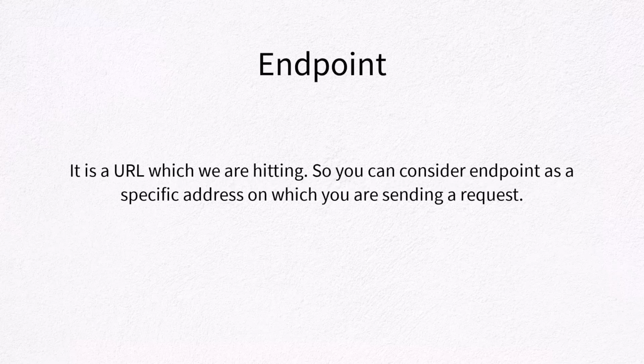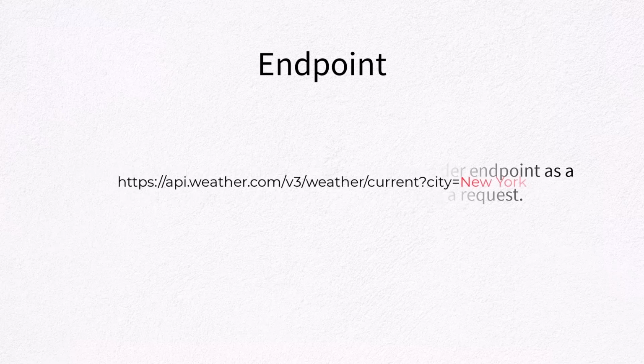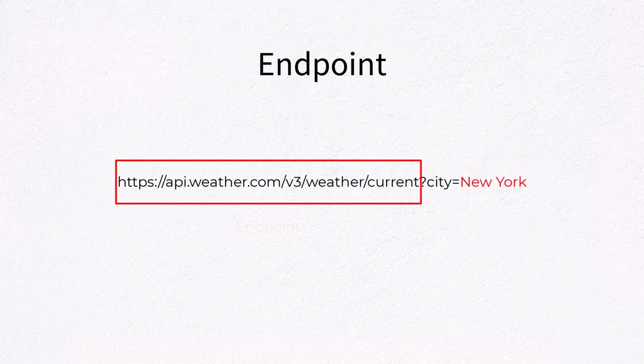The first one is endpoint. Endpoint is actually the URL which we are hitting. You can consider an endpoint as a specific address where we are sending our request. In case of our weather application we are hitting this URL. The first part of this URL is our endpoint, and it is indicating that we want to get current weather data. When this endpoint is executed, a specific function will be executed on the server.